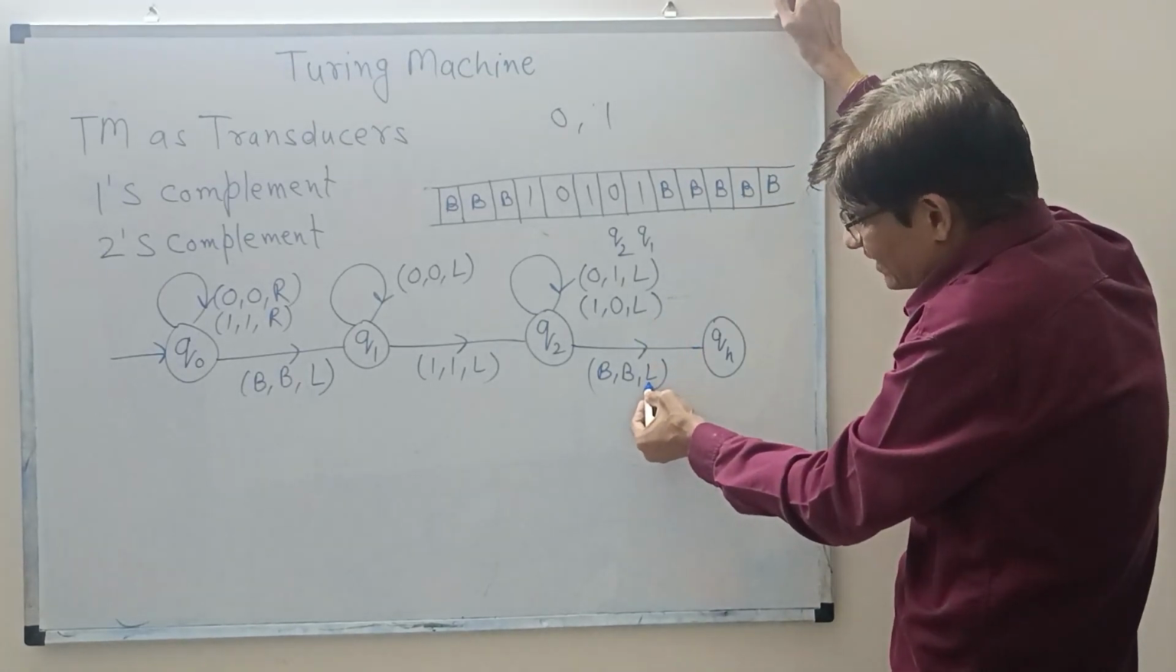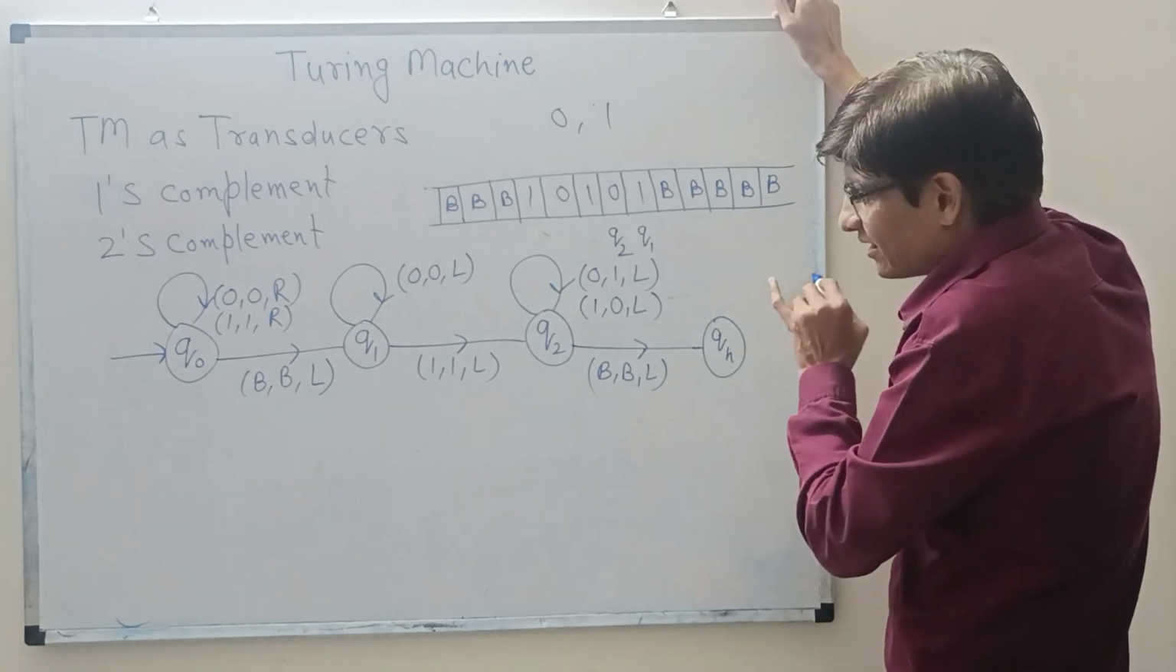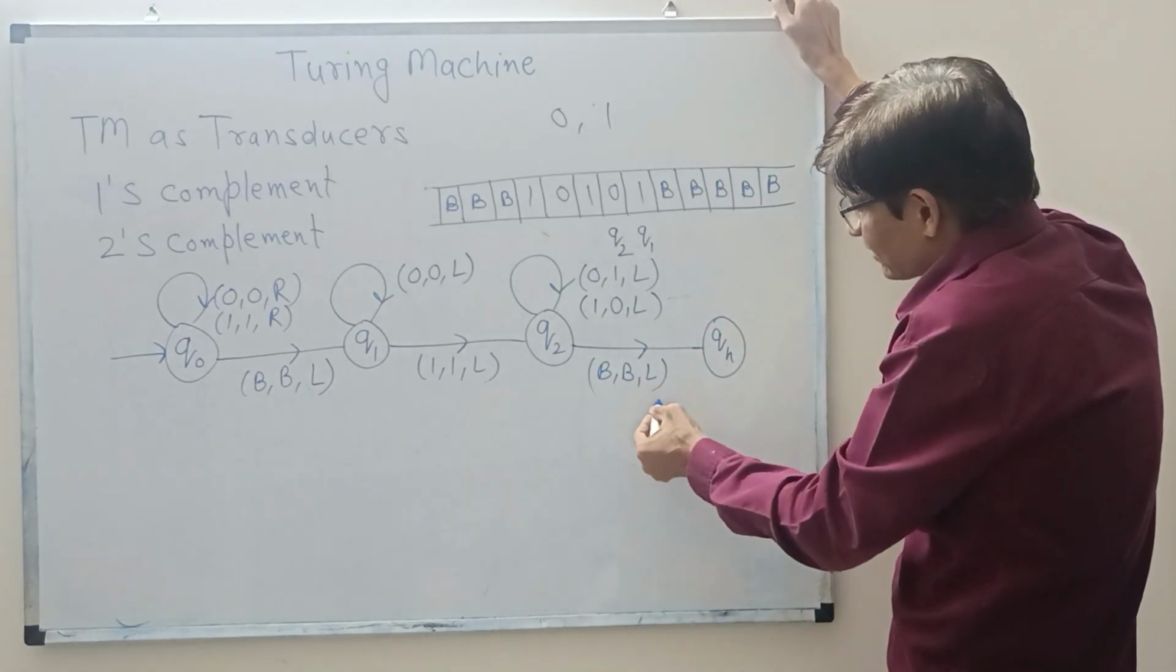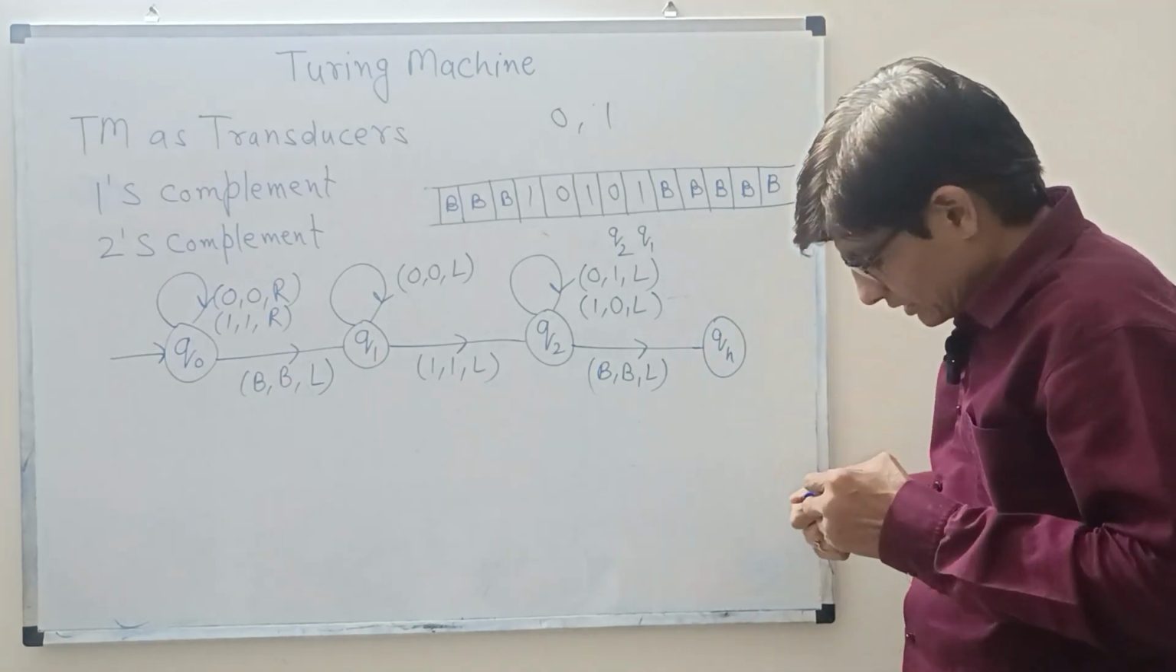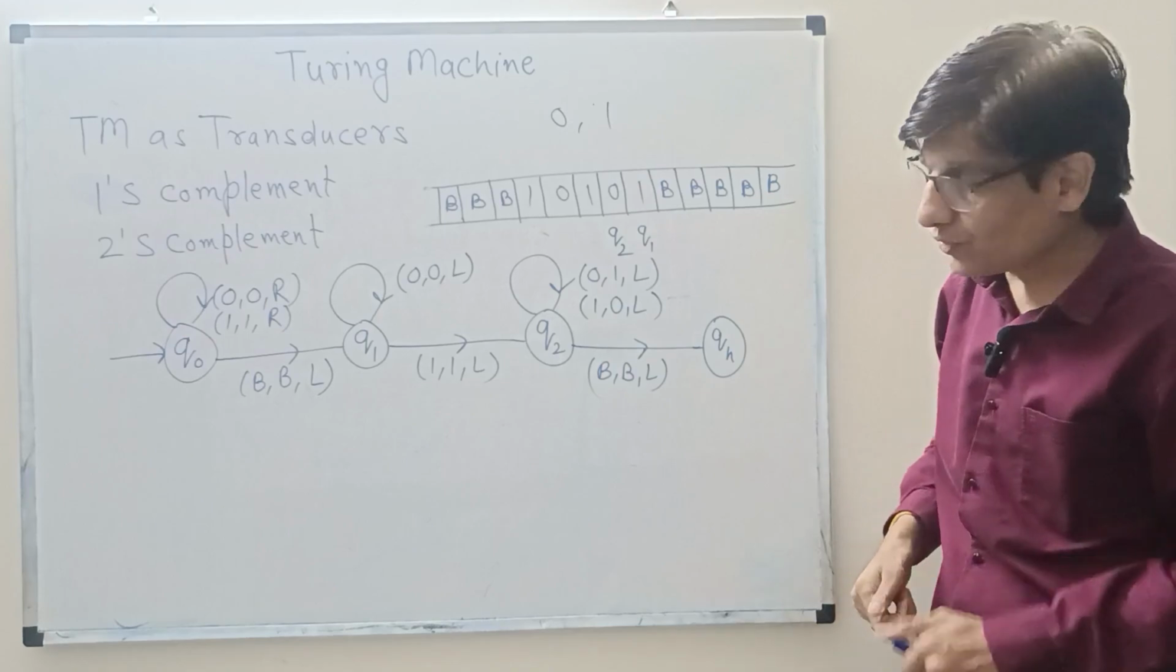Here you can mention either left or right, it doesn't matter. So this is the transition diagram for the Turing machine. So I hope this would be very clear to all of you now.